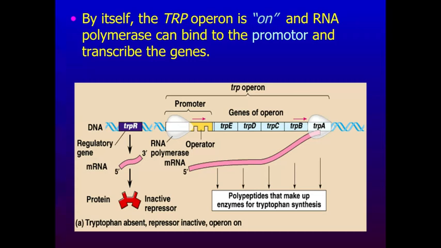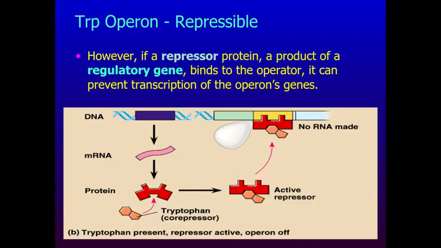Why is it always on? Because tryptophan is essential for that particular cell to survive. It needs tryptophan. So it's always going to make it unless there's plenty that already exists in the environment. Then it will shut it off. Okay? So again, when tryptophan is in the system, it'll bind to the inactive repressor, changing it to an active repressor, which now binds to that operator and turns the system off so we don't make tryptophan.